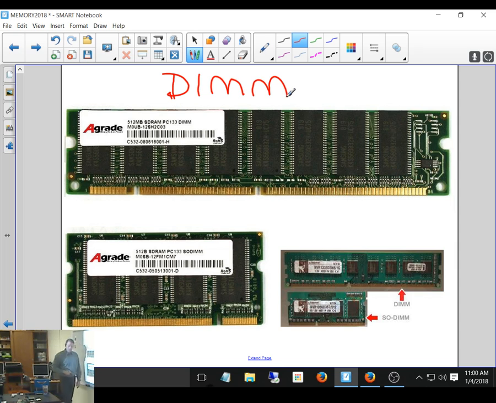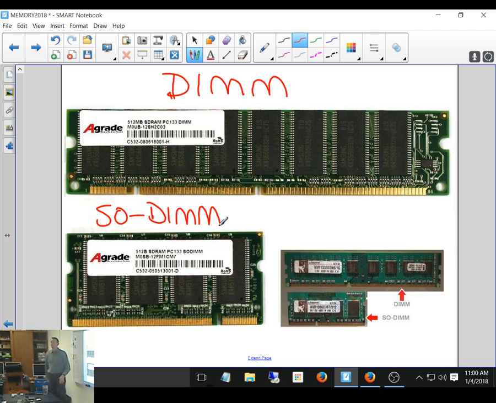The big ones are DIMMs. The little ones are called SODIMMs. So if you're looking for laptop RAM, you have to look for SODIMMs. And if you're looking for desktop RAM, you have to look for DIMMs. Okay?